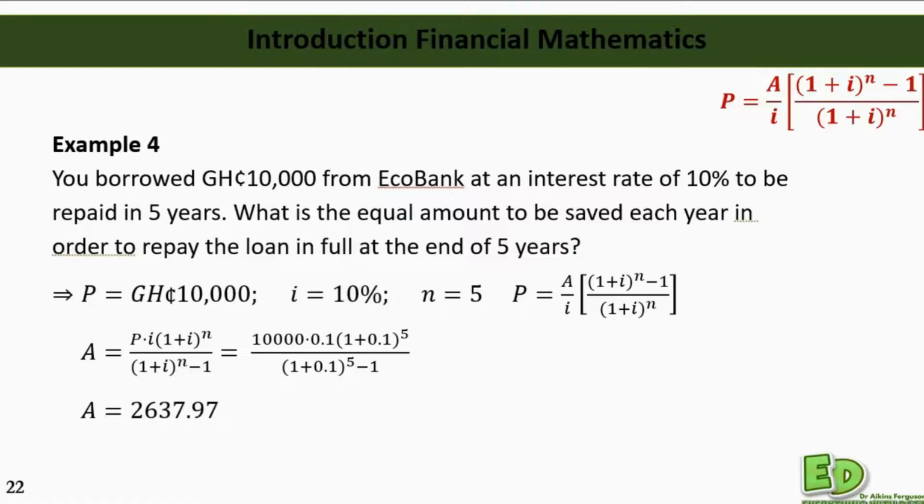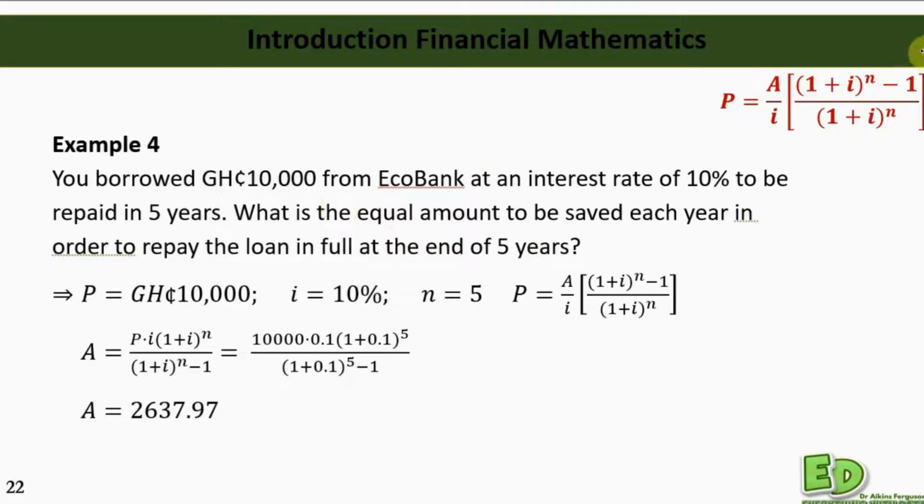So another example: you borrowed 10,000 from EcoBank at an interest rate of 10% to be repaid in 5 years. What is the equal amount to be saved each year in order to repay the loan in full at the end of 5 years? You borrow 10,000 at this rate for 5 years. What is the equal amount to be saved? That is telling you to find the annuity, the equal payment, which is the A.